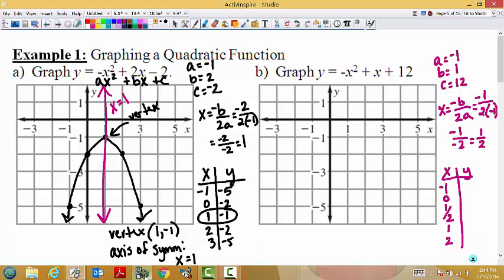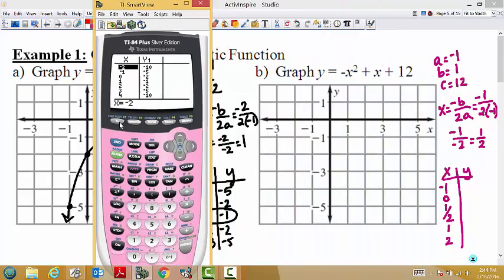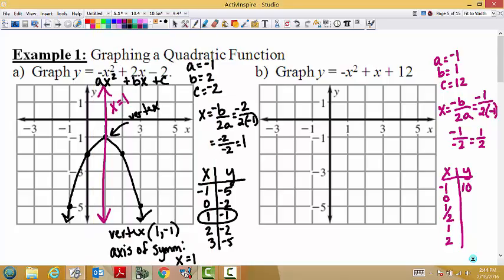And we're going to go to our calculator and we're going to type it in. You type in negative x squared plus x plus 12, and you hit second table, and I can pull out all the numbers except it doesn't give me the half. I have to tell it to give me that. So negative 1 goes with 10. Let's see. 0 goes with 12. 1 goes with 12, and 2 was 10.